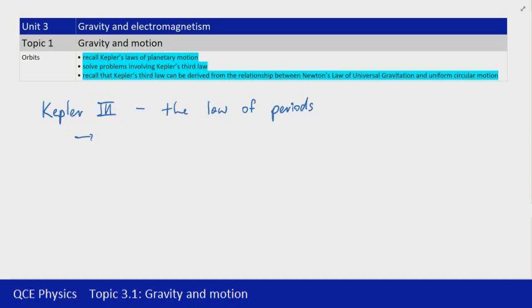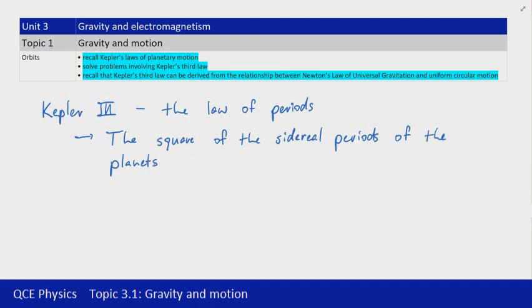And you can see that third dot point gives you a bit of a hint as to what that is. Now, the wording for this one is that the square of the sidereal periods. Now, that word sidereal has a particular meaning. Basically, if you consider with respect to the distant stars. So if you look at the motion of the planets around the Sun and measure that motion based on the distant stars, that would be the sidereal period. Think of it in more simple terms as just being the period of the planet as it makes one full and complete orbit around the Sun.